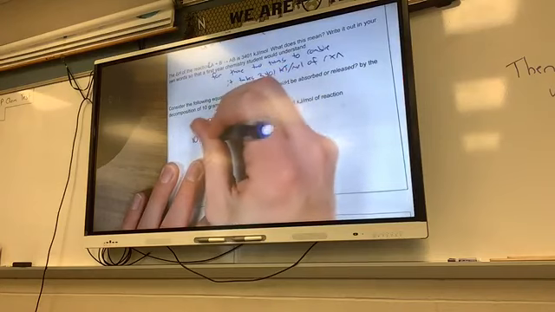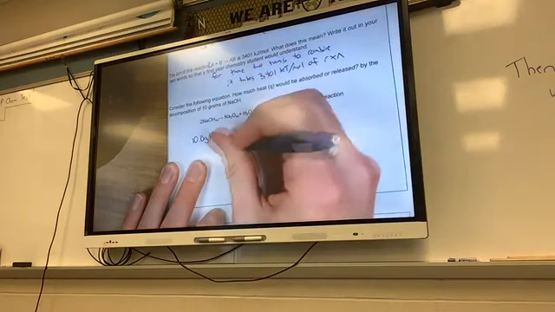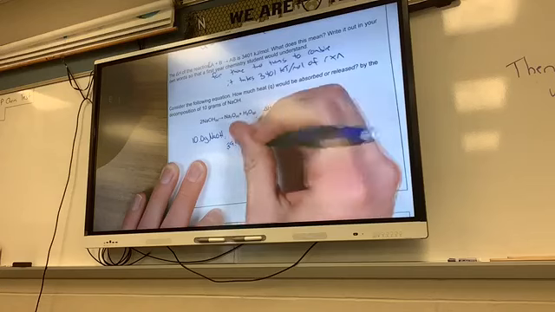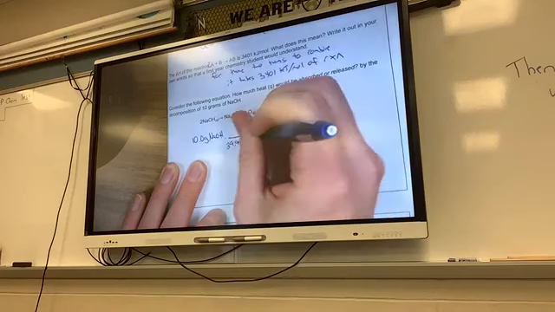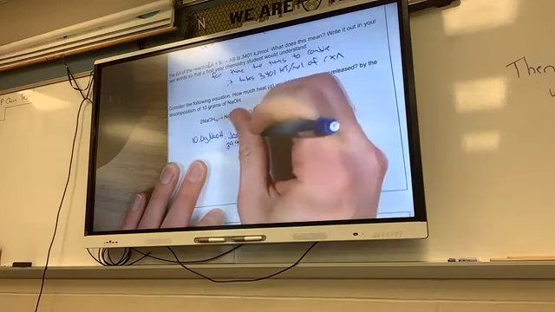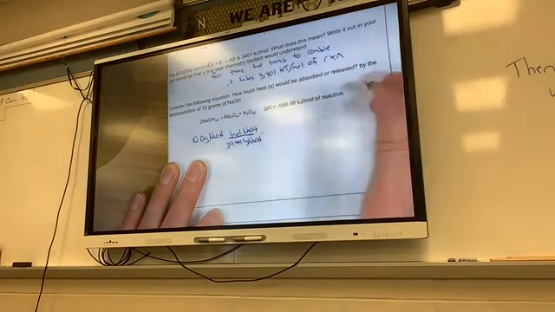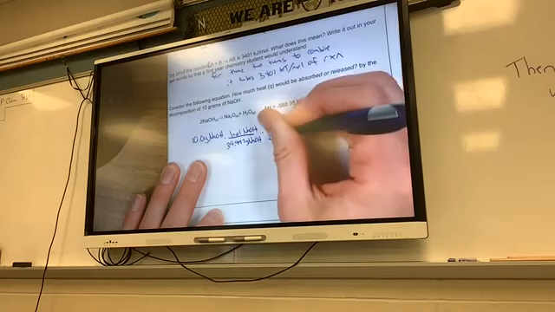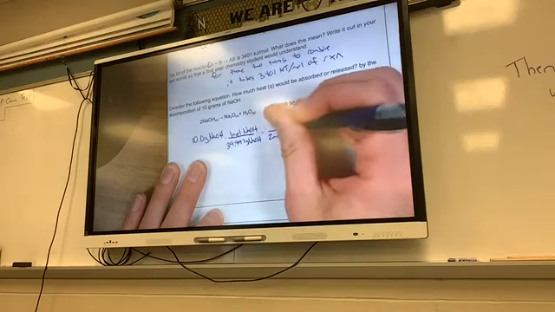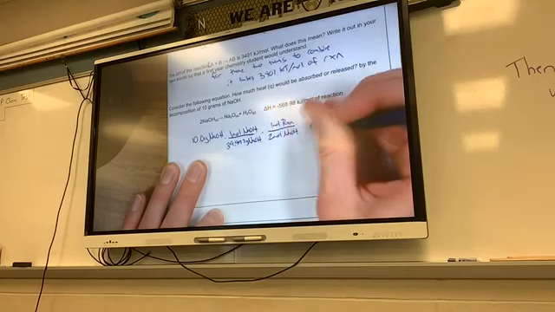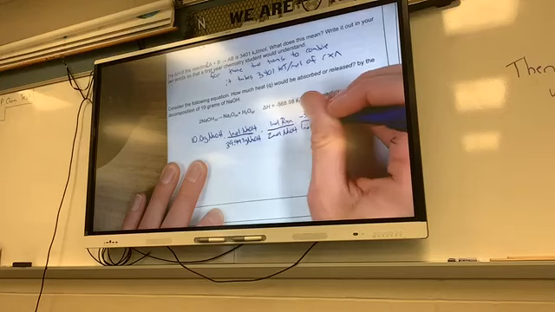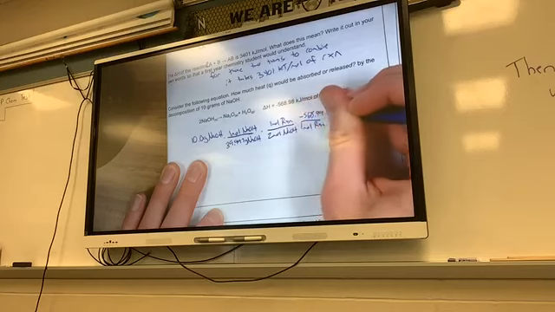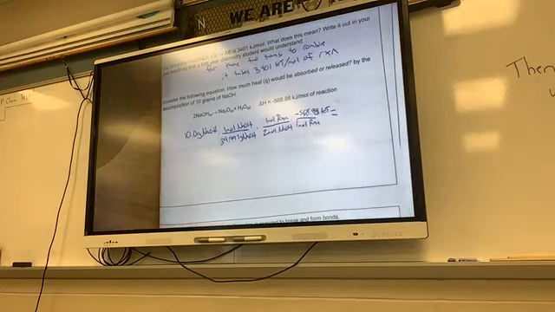10.0 grams NaOH times 39.997 grams NaOH, 1 mole NaOH, times 2 moles of NaOH for 1 mole of reaction. For every 1 mole of reaction, I get negative 568.98 kilojoules. Did your work look something like that?